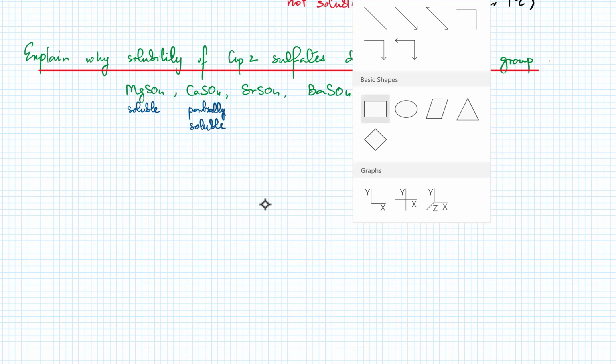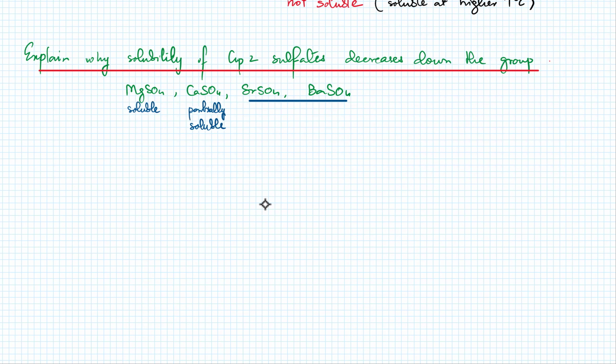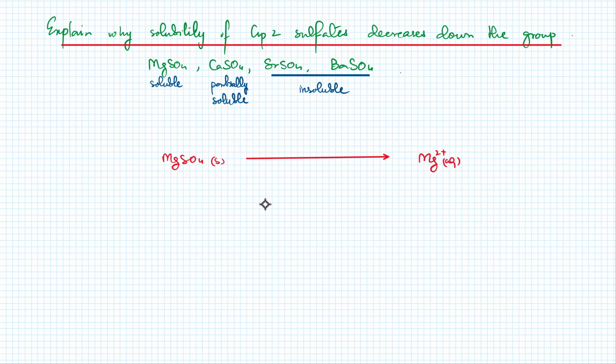And the last two, these are insoluble. They're not very soluble. So these two are insoluble. So I'm gonna construct a similar sort of Hess cycle. So MgSO4 dissolving. It's MgSO4 solid, and it dissolves, it turns into aqueous ions. Very quickly it's going to dissociate and form Mg2+ aqueous and SO4 2- aqueous. Now that's your overall enthalpy change of solution.